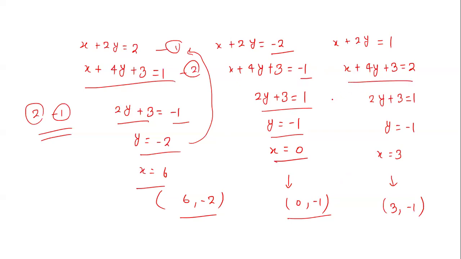This is one possibility: x plus 2y is equal to 1 and x plus 4y plus 3 is equal to 2. You solve this, so you get 2y plus 3 is equal to 1. From here you get the y value as minus 1. If you put y as minus 1, you get the x value as 3. So the solution is 3 comma minus 1.